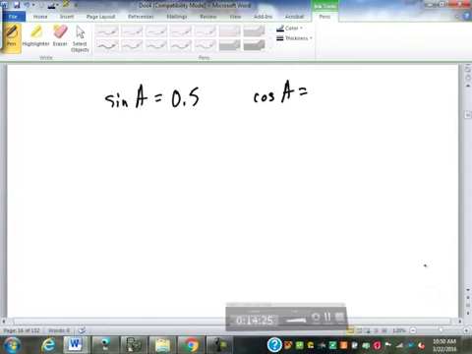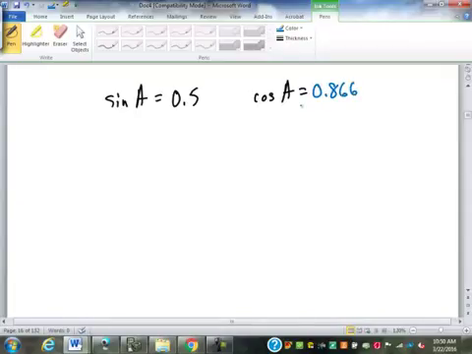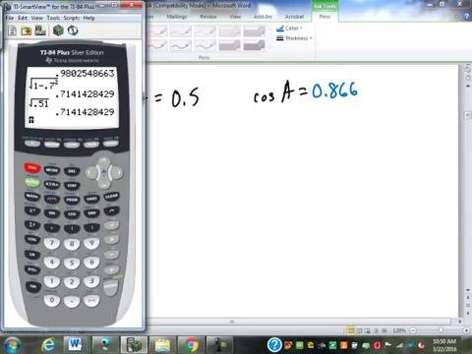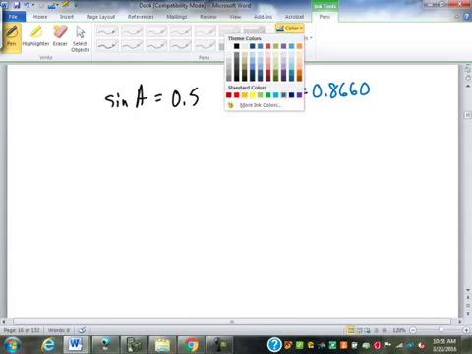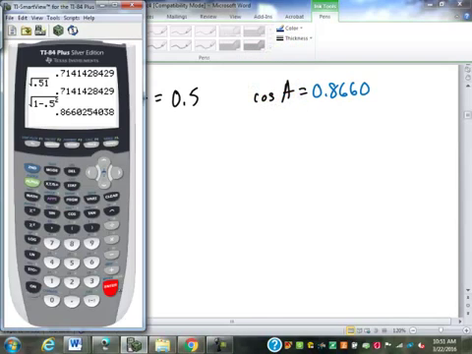I'll pause. So what'd you get for A? 0.866. You didn't do it in the square root. You gotta do the square root. So it'll be square root of 1 minus 0.5 squared. 0.8660 to be precise. You went round up. Nope, because that would be a 2. It does not round up.